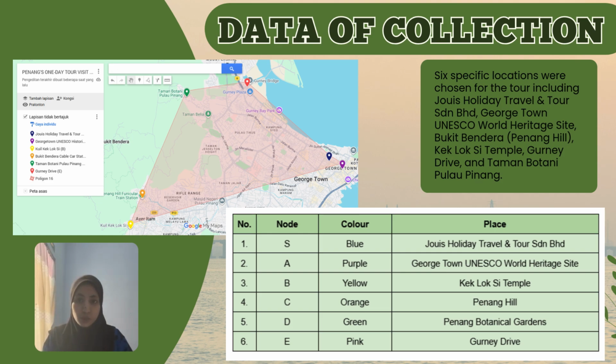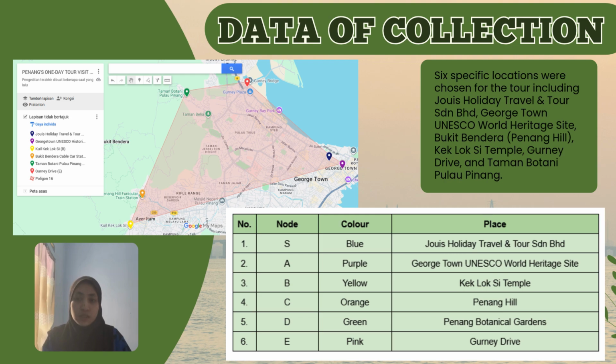Next, for the purpose of this project, Google Maps was used to collect distance and travel time data between locations, as well as to identify several major tourist attractions. It was decided that Penang, Malaysia would be the most suitable location for this study. Joyce Holiday Travel and Tourism Berhad, Georgetown UNESCO World Heritage Site, Bukit Bendera, KHAIRUL Temple, Journey Drive, and Taman Botani Pulau Pinang were selected as the 6 locations involved in this tour. Joyce Holiday Travel and Tourism Berhad serves as the starting and ending point of the one-day tour package. To make reference easier, each location is labeled as follows.